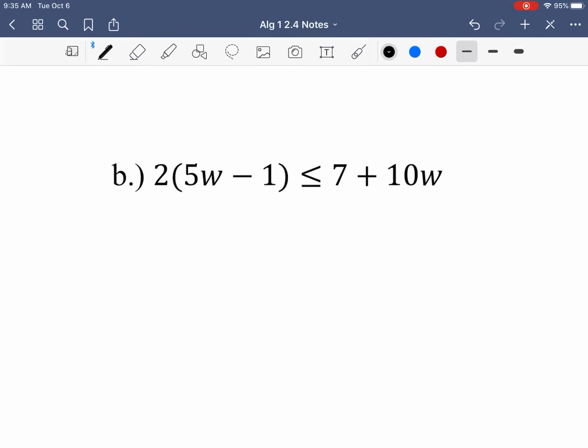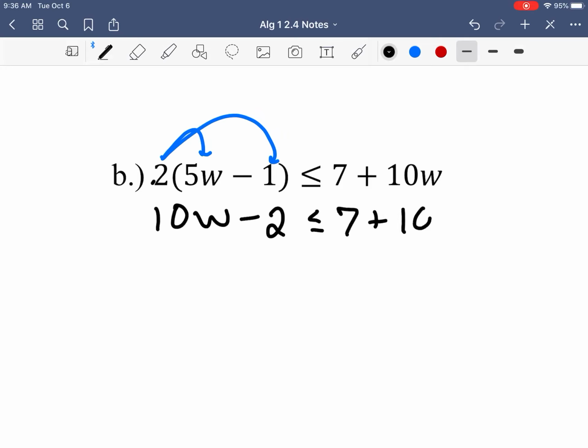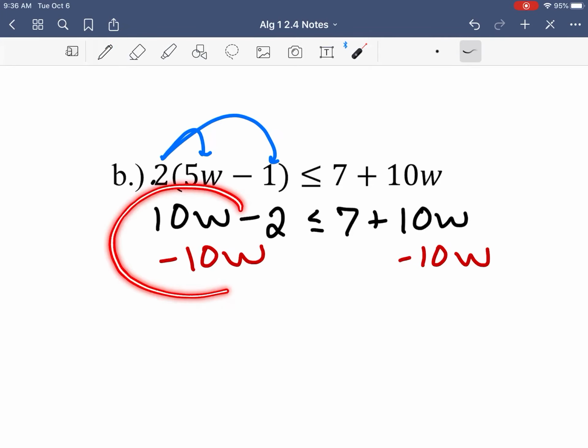Okay, so this one looks very similar to the last one, and we've got a w on both sides and a distributive here. So let's go ahead and distribute this 2 in, because it's 2 times that quantity. 2 times 5 is 10w minus 2. 7 plus 10w. Okay, like the last one, I'm going to take this 10w and subtract it over to this side. So let's subtract 10w. Subtract 10w. And very similar to the last one, this gives me 0. So on my left side, I'm left with a negative 2.